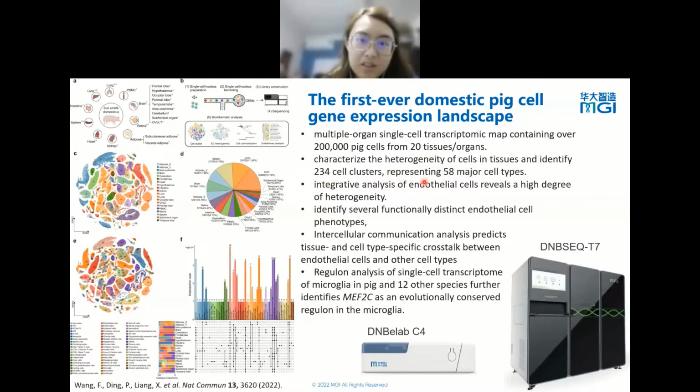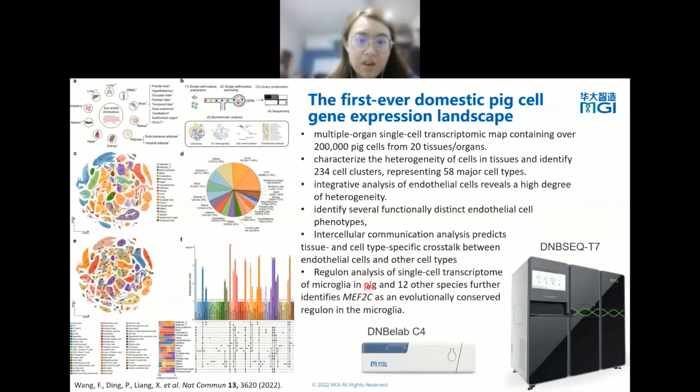identified over 200 cell clusters, which represent 58 major cell types. They also performed integrative analysis of endothelial cells, which reveals a high degree of heterogeneity. You can then use this information to identify several functionally distinct endothelial cell phenotypes for whatever purpose your research has. Some of the findings of this project are that the intercellular communication analysis predicts tissue and cell type specific crosstalk between endothelial cells and other cells.